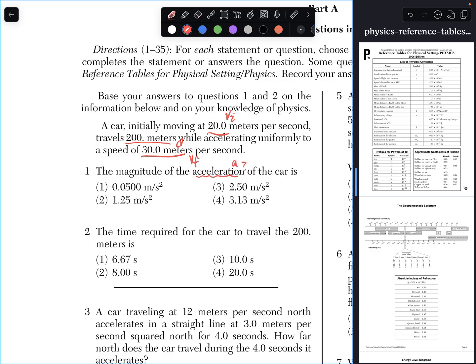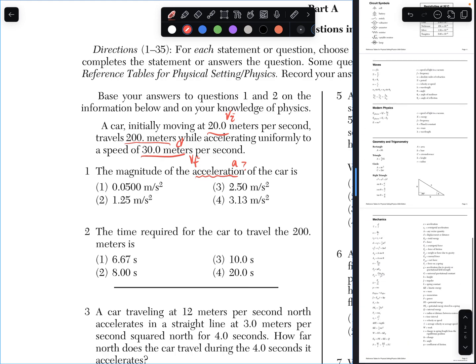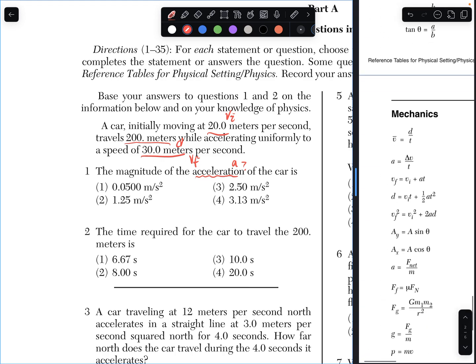So the equation that relates these four quantities together is Vf squared, final velocity squared, is equal to initial velocity squared plus 2AD. What's the magnitude of the acceleration? So I'm going to solve for A. Vf squared minus Vi squared all over 2D is equal to A. And now just plug it in. So Vf is 30 squared minus 20 squared over 2 times 200. And I get 5/4, which is 1.25, and it's answer choice 2.